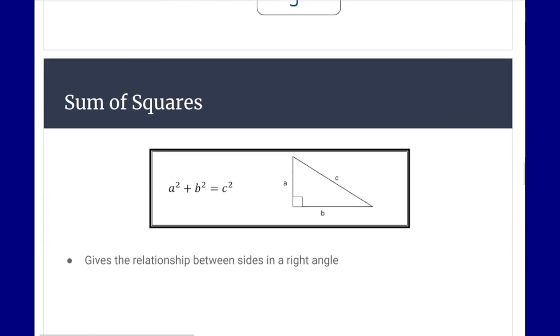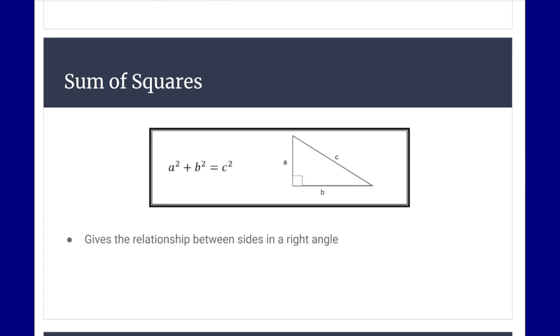And we want to know what they are because in our formula, which is a squared plus b squared equals c squared, c is always going to represent the hypotenuse. B and A are going to represent the legs. Doesn't matter which one's which, they're interchangeable, but the hypotenuse is always going to be C. And the formula we're using is a squared plus b squared equals c squared.